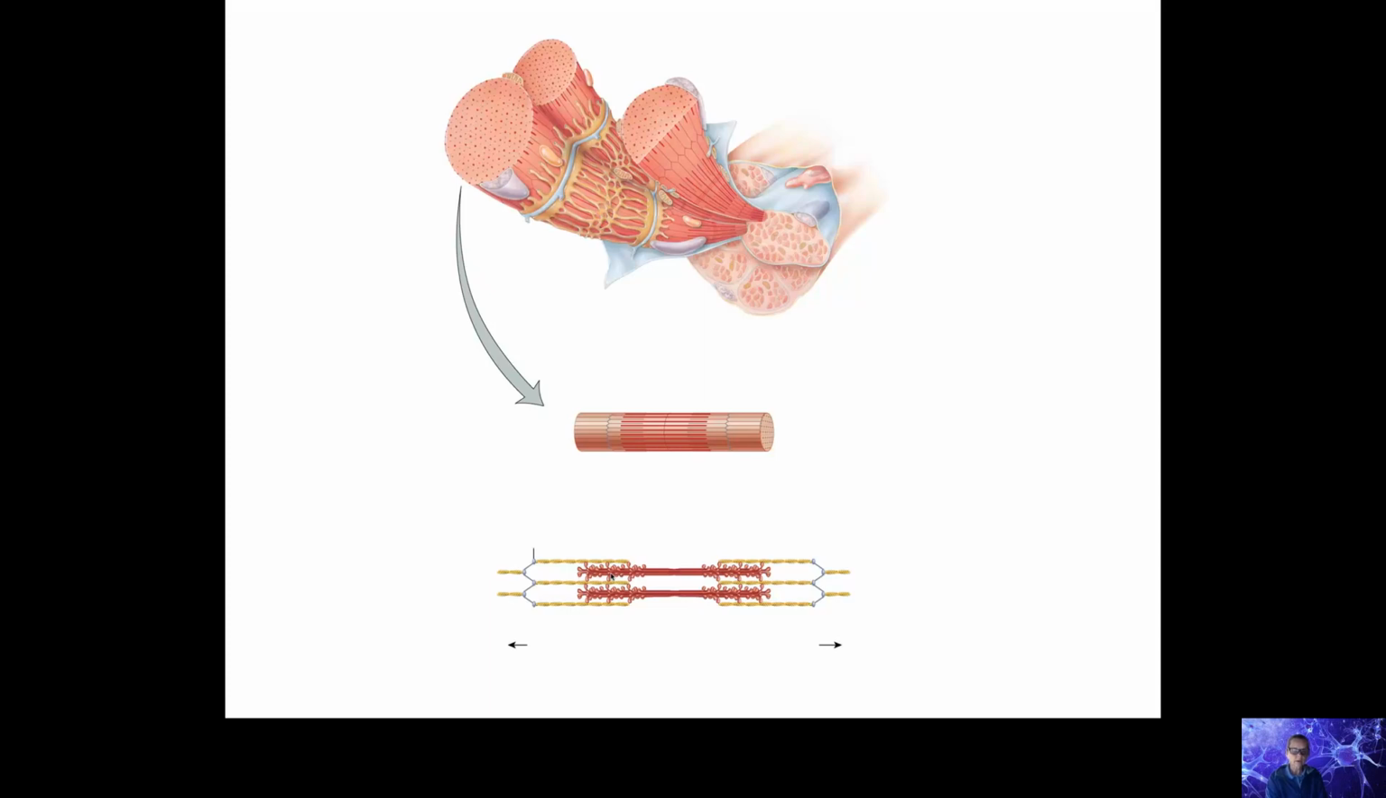In order to break that cross bridge, you have to have an interaction with myosin and ATP. ATP hydrolyzes or breaks down to ADP. That connection will be broken, and the globular head will be ready to move to the next exposed active site. So in essence, what happens is this.